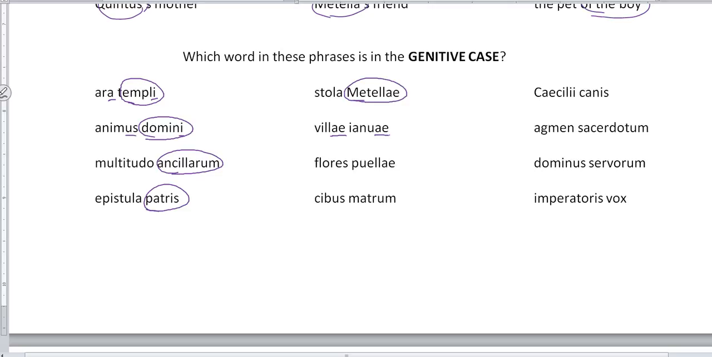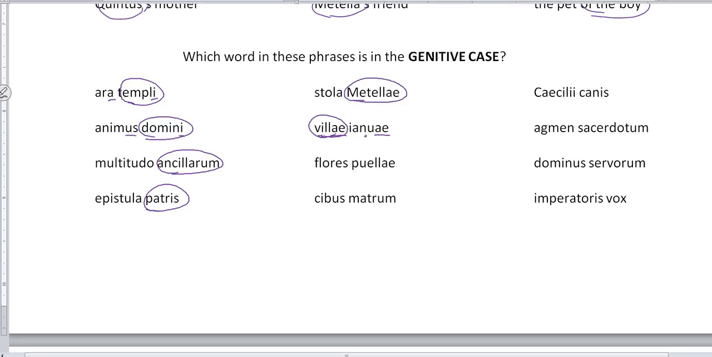Try translating these. Either it's the country house of the door, or the country houses of the door, or you could say the doors of the country house, depending on which one is genitive. If it was the country houses of the door, then door would be genitive. But if it's the doors of the country house, then country house would be genitive. I would say that the doors of the country house makes a lot more sense than the country houses of the door. That sounds strange.